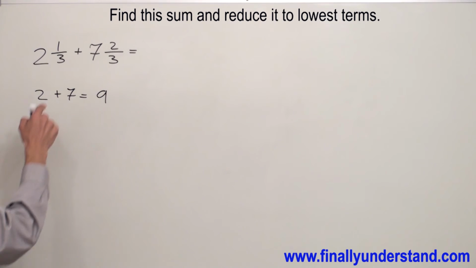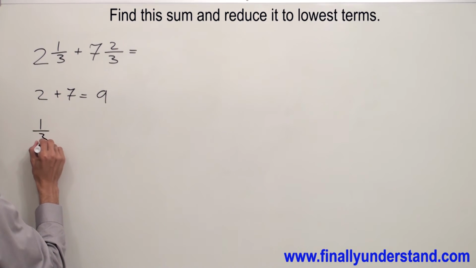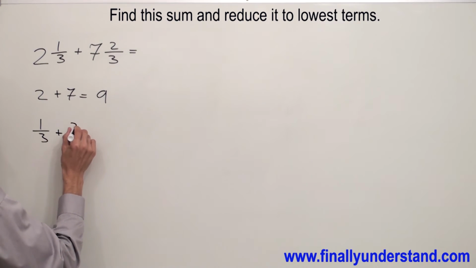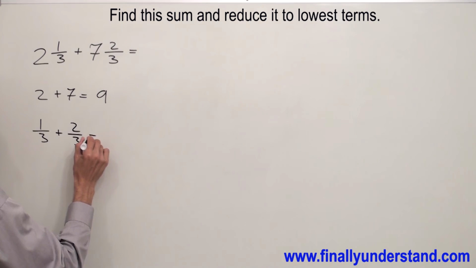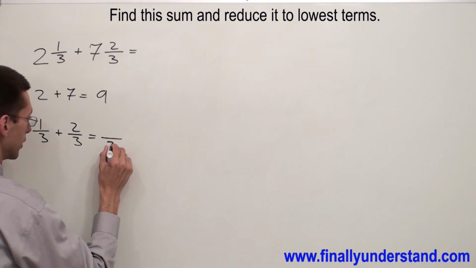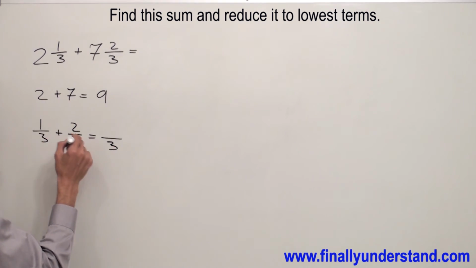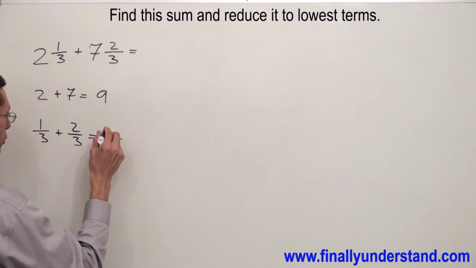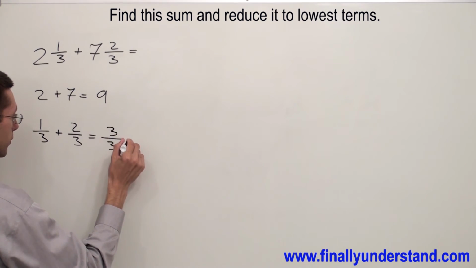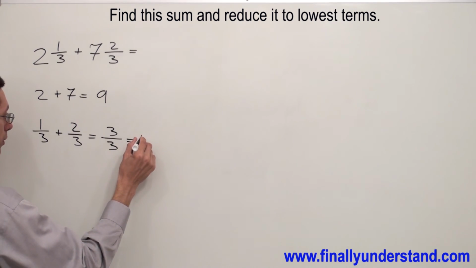Next, we have to add the fractions. So I have 1/3 plus 2/3 is equal to... We have a common denominator that stays the same, and we're supposed to add the numerators. 1 plus 2 gives me 3. 3 divided by 3 is equal to 1.